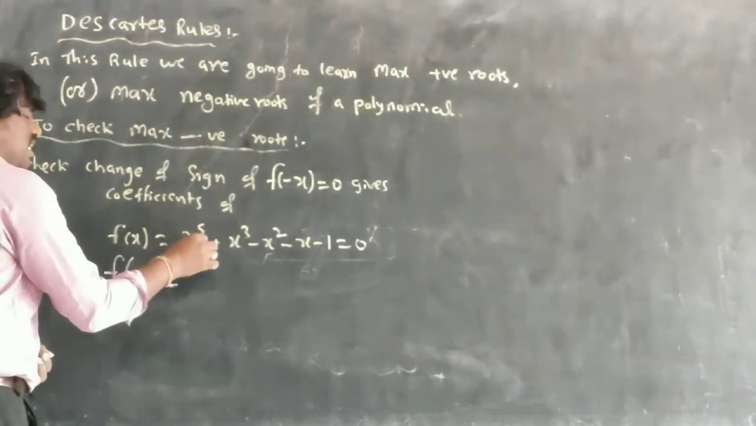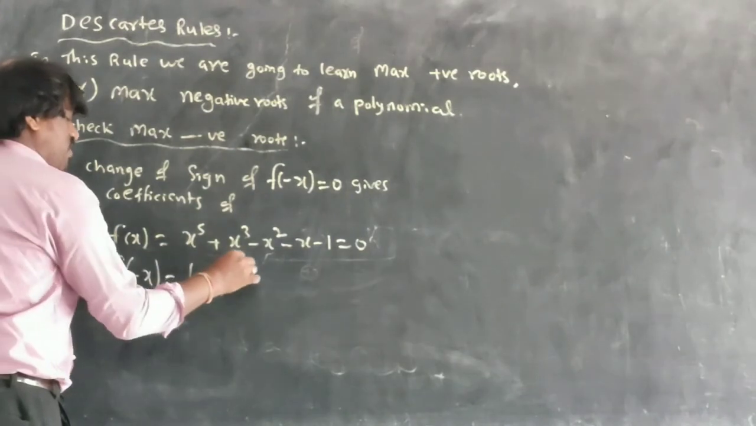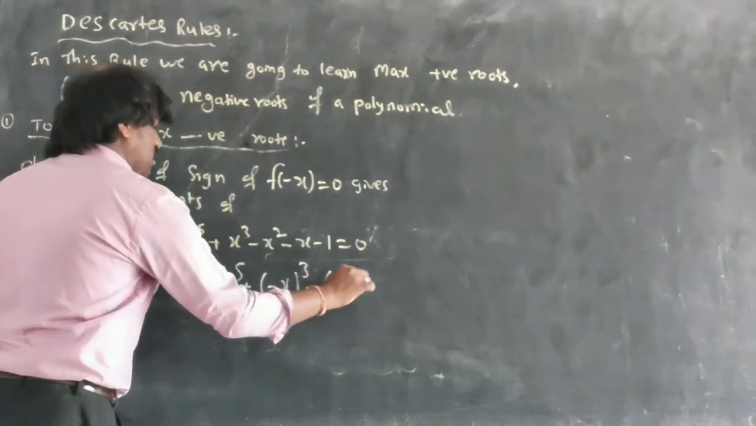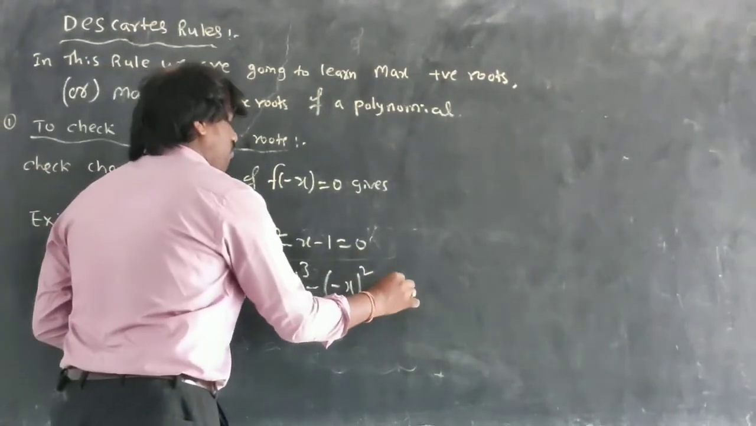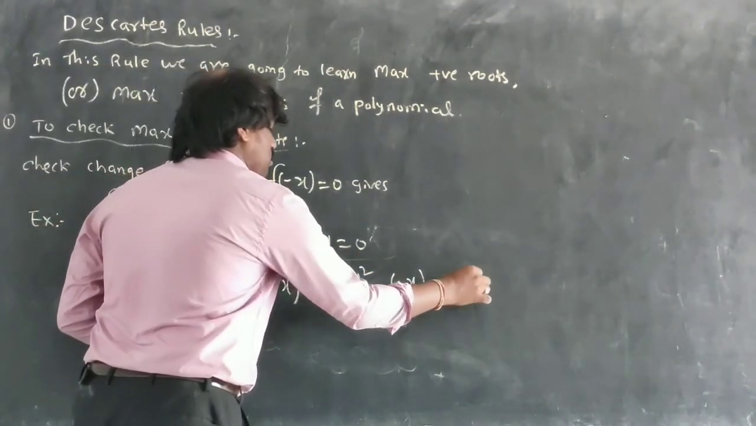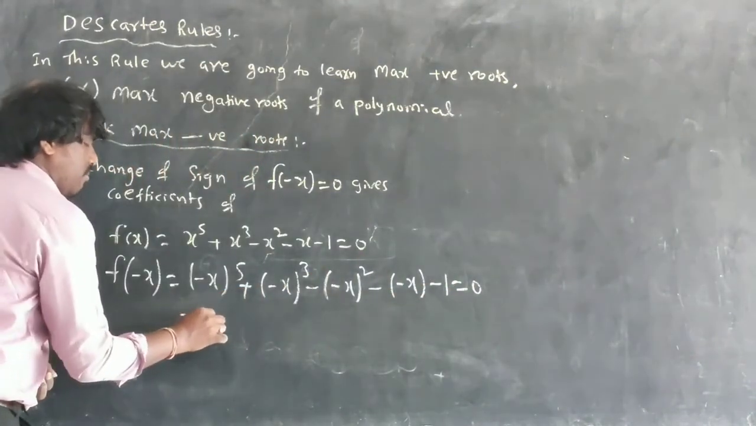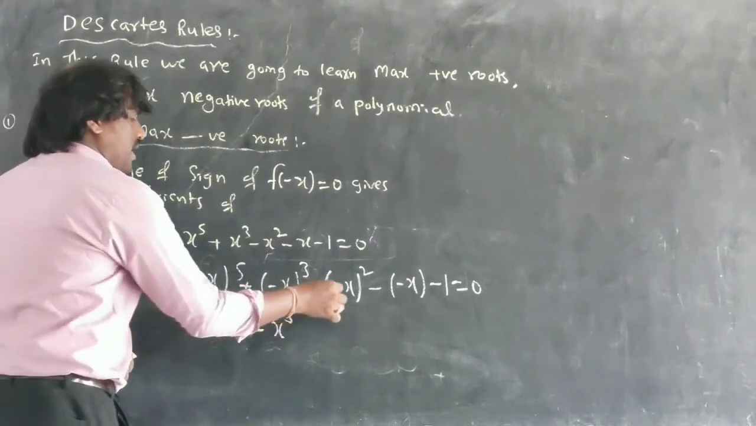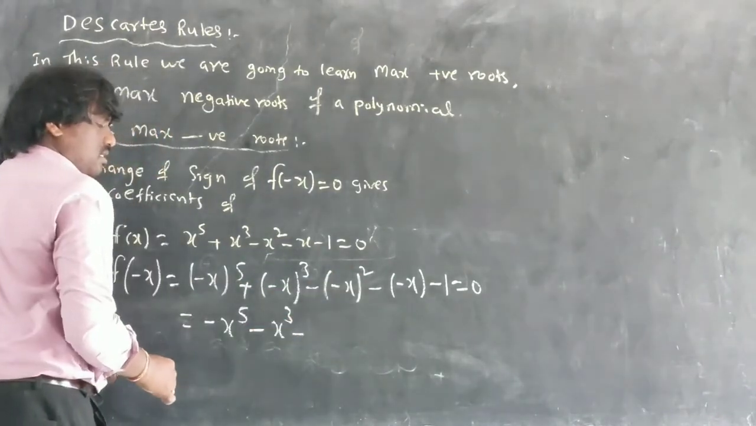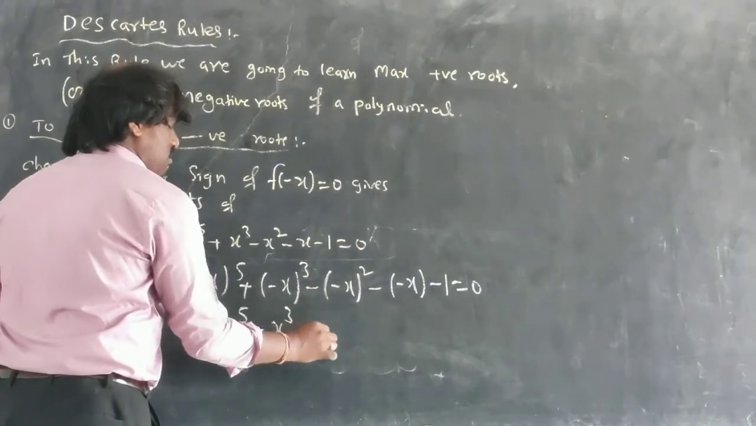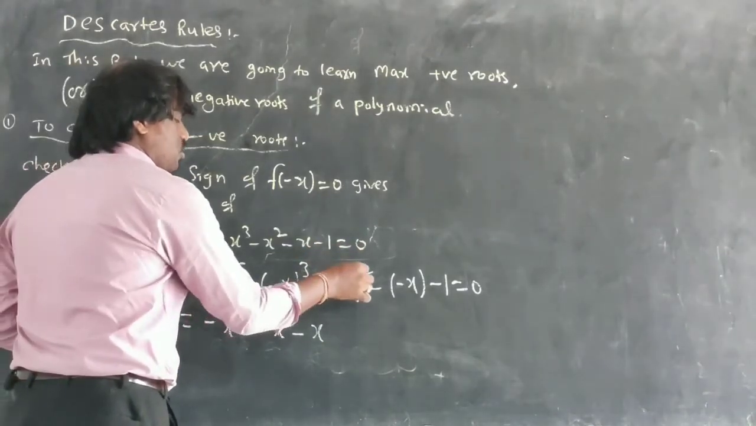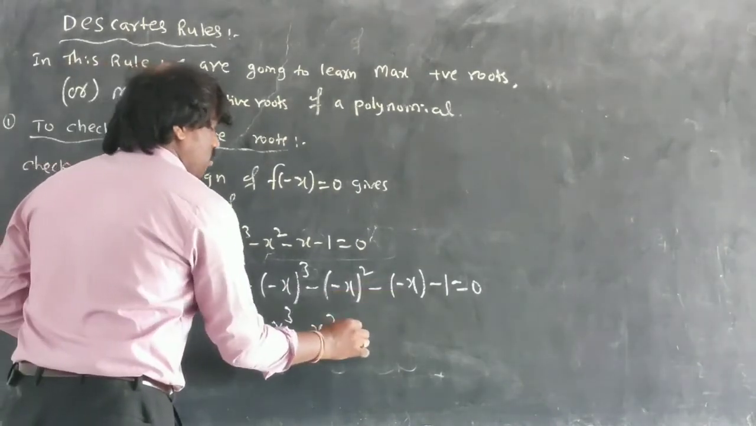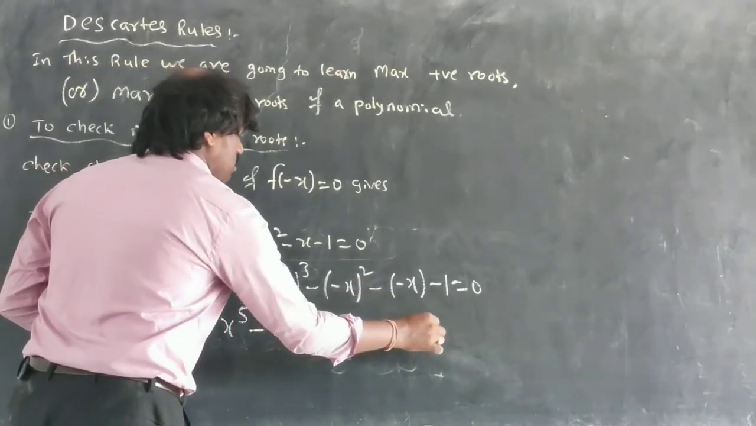So wherever x is there, I write minus x power 5 plus minus x cube minus of minus x square minus of minus x minus 1 is equal to 0. Finally, what am I getting? Minus x power 5 minus x cube, minus into minus here will be plus x. Minus x square, since the square is positive, and minus into minus, minus x minus 1 is equal to 0.